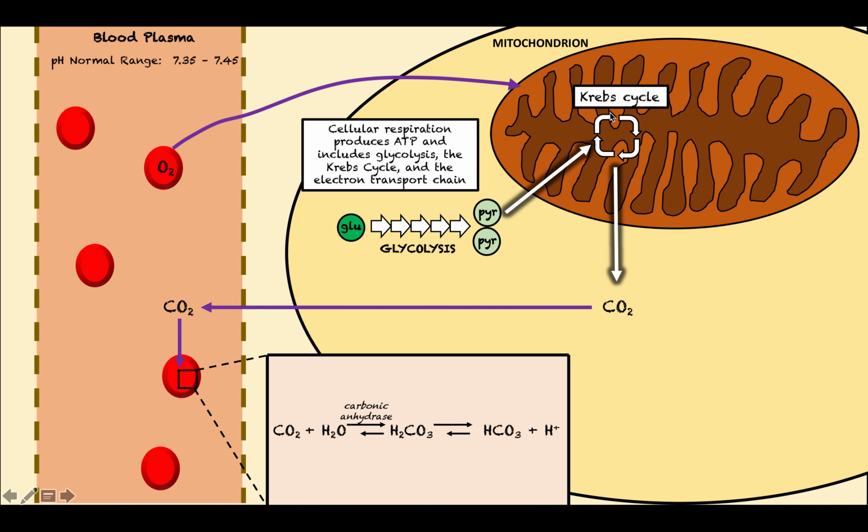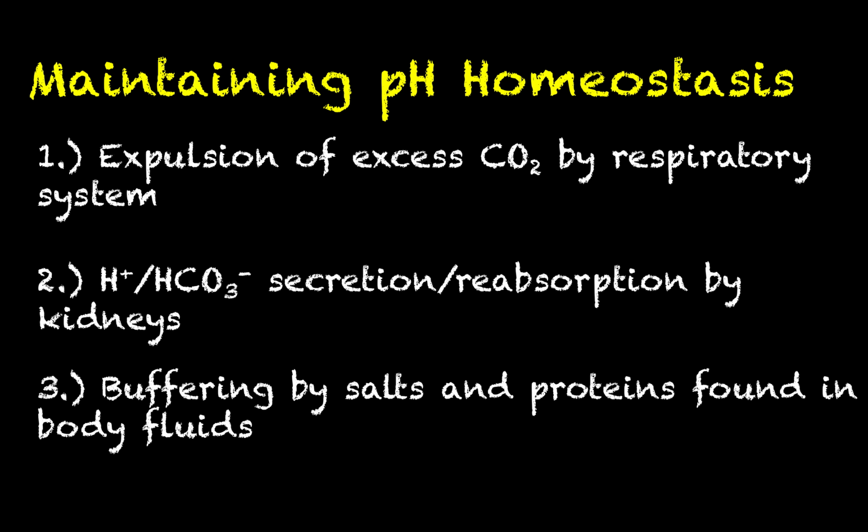So the body actually maintains pH homeostasis in a variety of different ways. We just mentioned, number one, the expulsion of excess carbon dioxide by the respiratory system, and that is something we will talk about in much detail later in the semester. Any excess hydrogen or bicarbonate ions can be secreted or reabsorbed to or from the blood by using the kidneys. And then, of course, we use the buffering systems that I mentioned before, salts and proteins that are found inside of the blood plasma and other bodily fluids can help to resist changes in pH caused by all the different metabolic reactions that we've discussed.